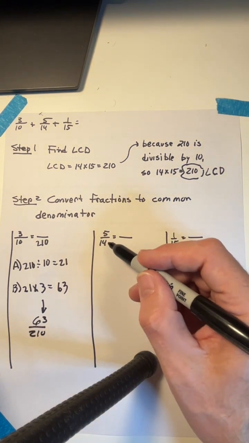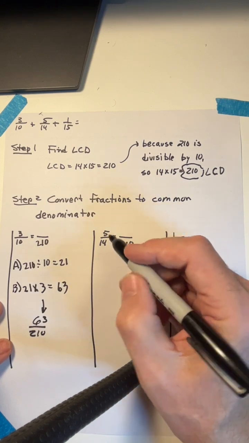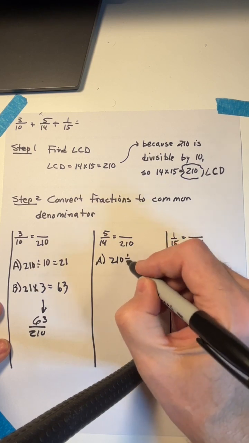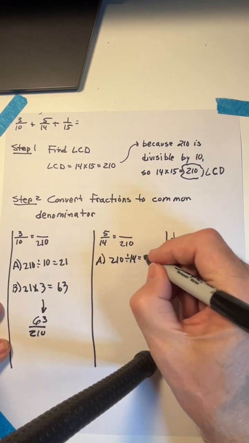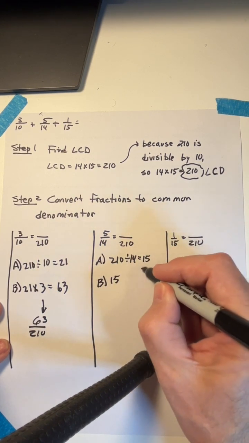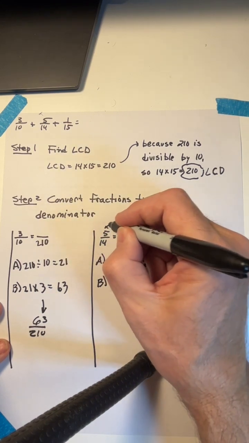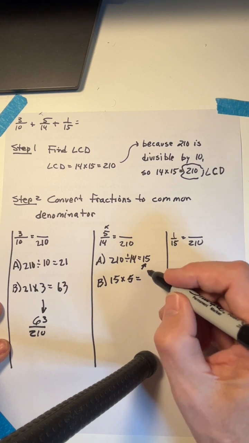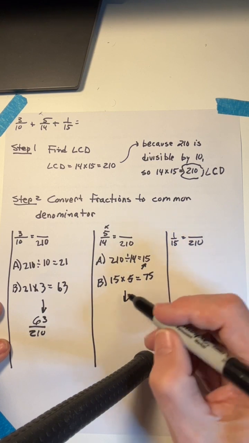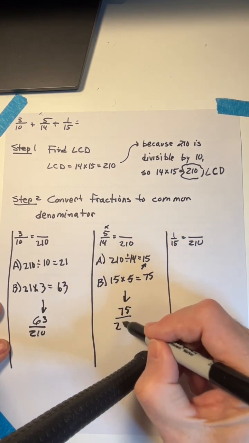Now we'll convert the second one to a fraction with 210 on the bottom. Step A is 210 divided by 14, and that's going to give us 15. Step B is 15. We take that 15 right there and we multiply it times 5, that 5, and it gives us 75. So then our fraction equivalent, that's what they call them, is 75 over 210.